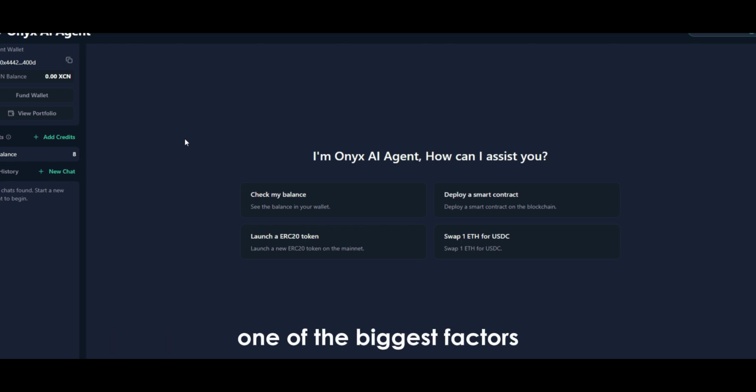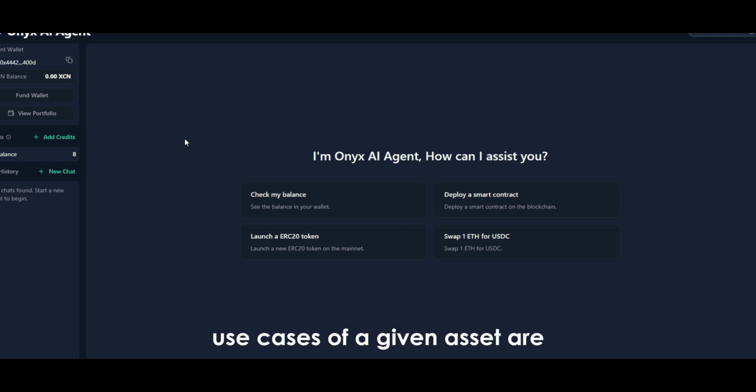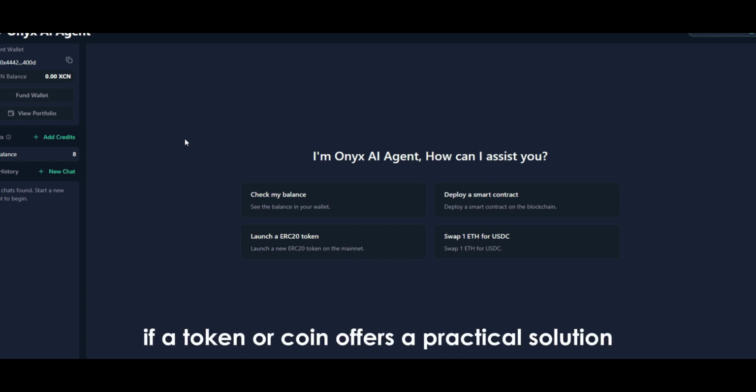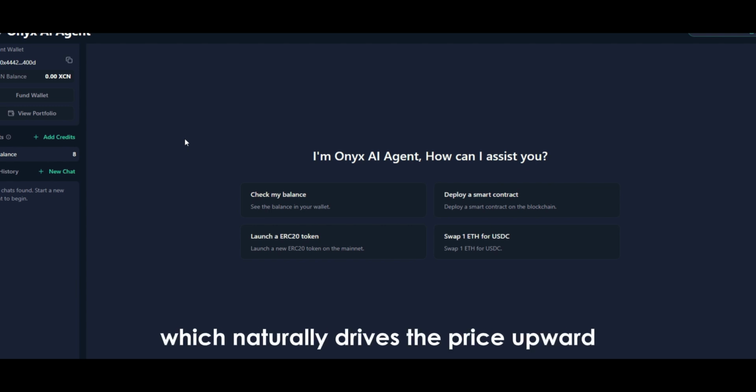One of the biggest factors affecting price movements in the crypto market is how strong the real-world use cases of a given asset are. If a token or coin offers a practical solution that is actively used by its users, this builds trust in the asset. As trust increases, so does demand, which naturally drives the price upward.